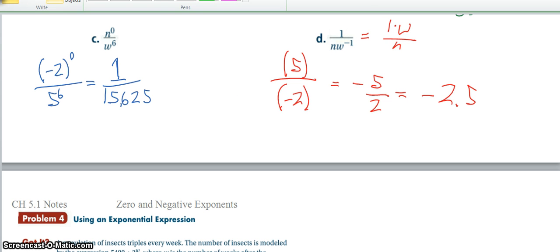Alright, and then here, because w has the negative 1 exponent, that tells it to go up on top, so we end up with w over n. We substitute in 5 for w and negative 2 for n, giving me negative 5 halves, which I could simplify to negative 2.5.